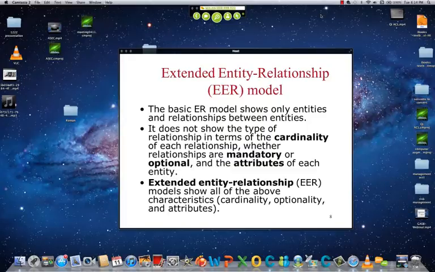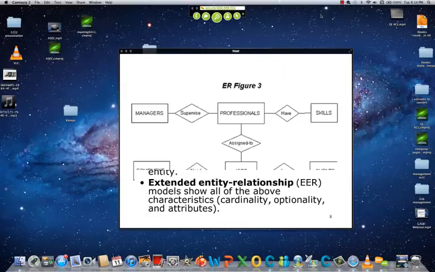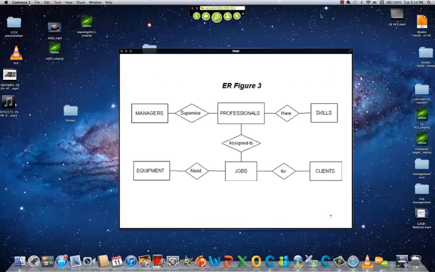For example, you have managers and professionals, right? You can have a one-to-many relationship. Each manager would be assigned to many professionals, right? And each professional would be assigned to just one manager, okay? The question is, does a manager need to be assigned to a professional or not? Is this an option or not, okay? It's called optionality. I will show you how it works.